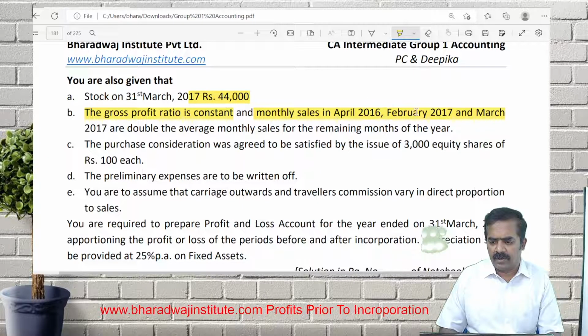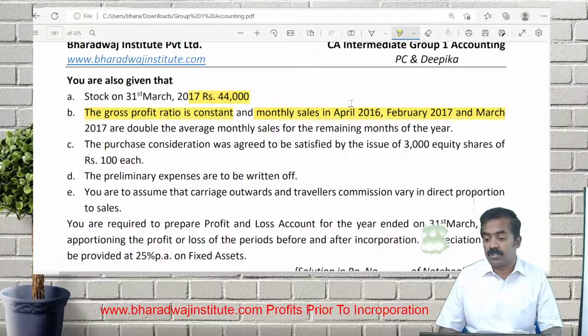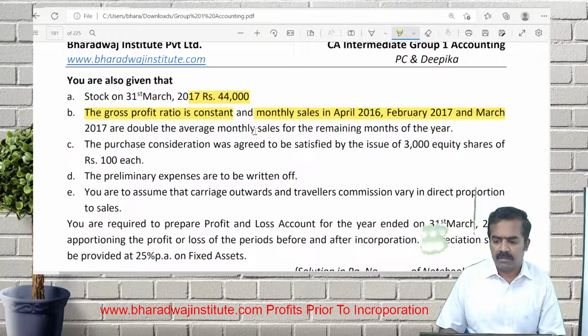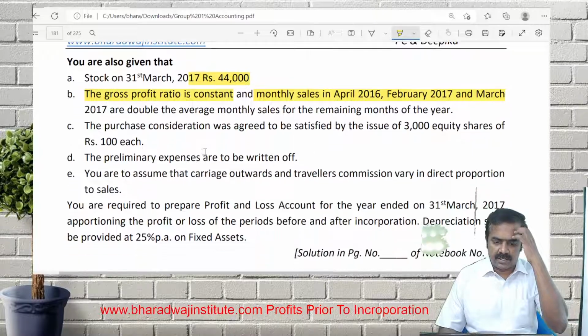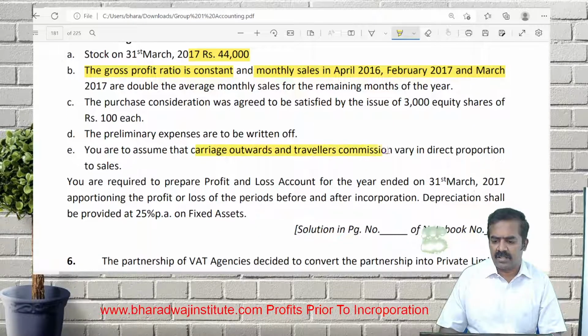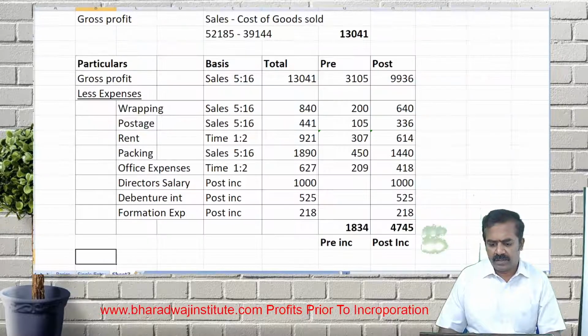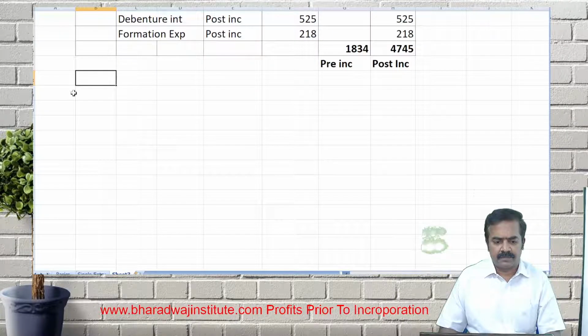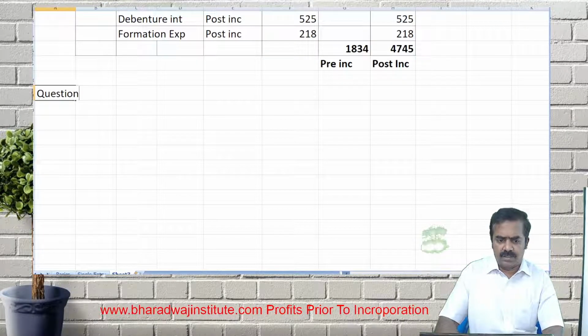April month, February month, March month. April 2016, February 2016 and March 2017 are given. Purchase consideration is discharged. Preliminary expense written off. Assume that carriage outwards and travel expenses may be in which ratio? Sales ratio. Let us start working.